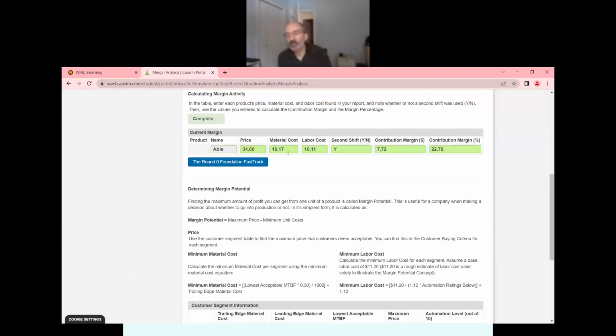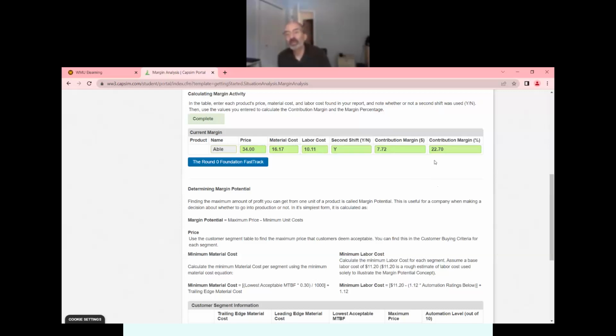The material cost for those components that we were purchasing per unit was $16.17. The labor cost was $10.11. That gave us a contribution margin of $7.72 per unit, which is 22.7%. What that contribution margin means is every additional unit that we sell, if we don't have to increase our factory size, will contribute $7.72 to profit.